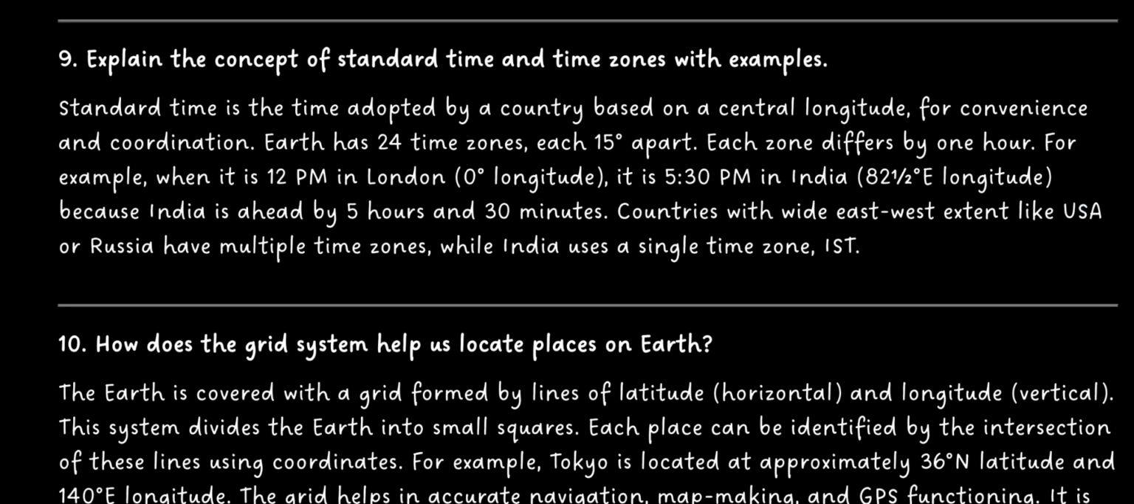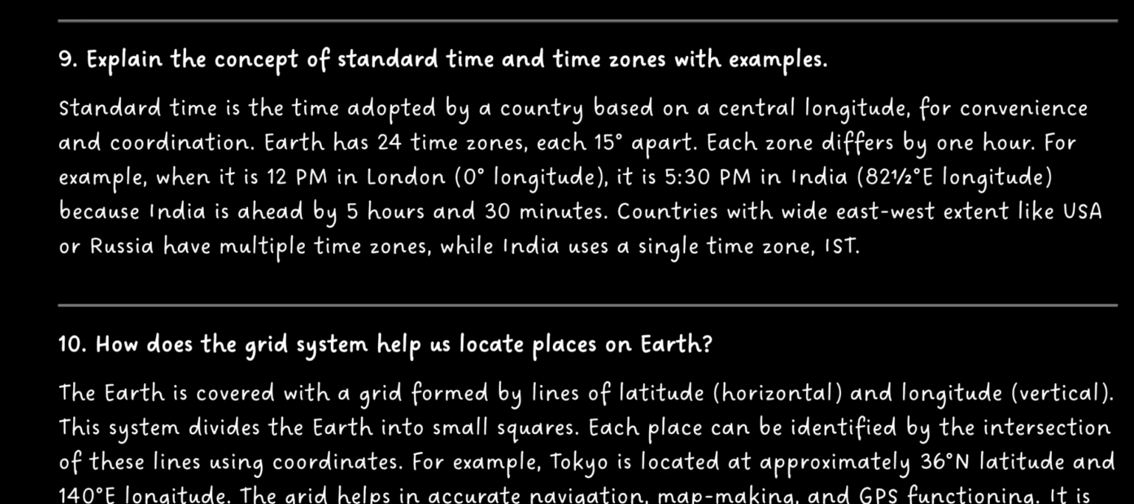Number 9. Explain the concept of standard time and time zones with examples. Standard time is the time adopted by a country based on a central longitude for convenience and coordination. The world has 24 time zones, each 15 degree apart. Each zone differs by 1 hour.